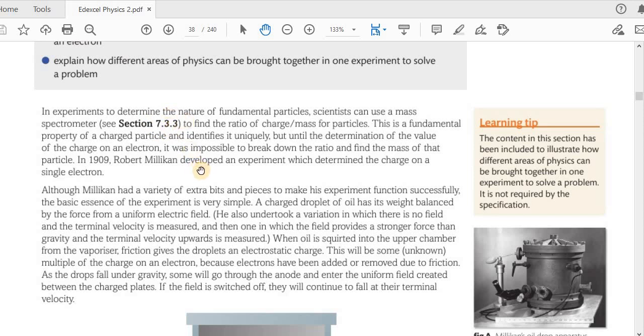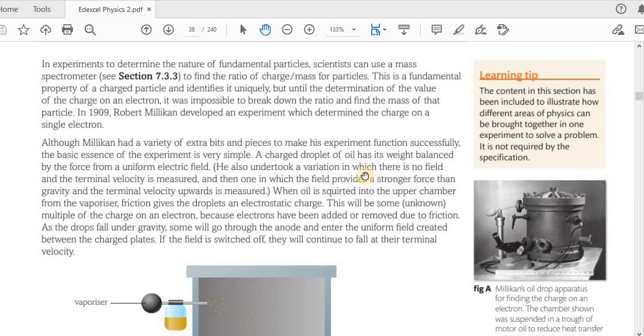Those who are taking chemistry would learn about the mass spectrometer in detail, to find the ratio of charge to mass for particles. This is a fundamental property of a charged particle and identifies it uniquely, but until the determination of the value of the charge on an electron, it was impossible to break down the ratio and find the mass of that particle. So in 1909, Robert Millikan developed an experiment which determined the charge on a single electron.